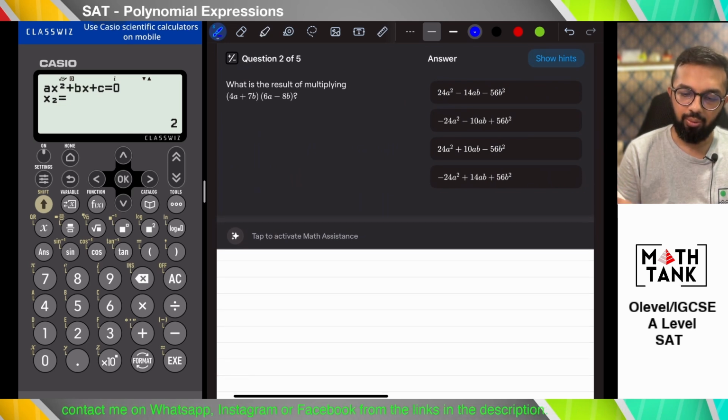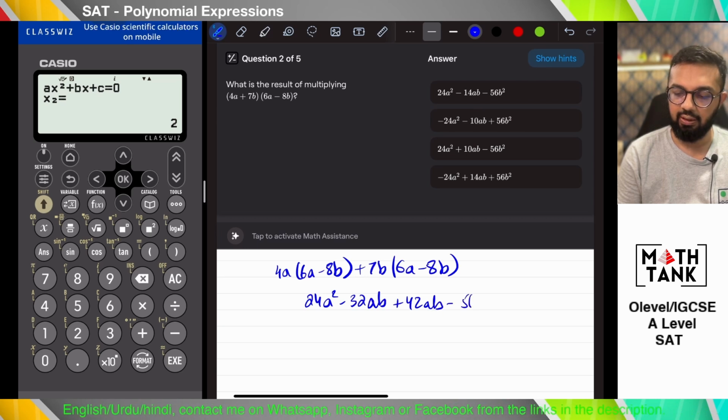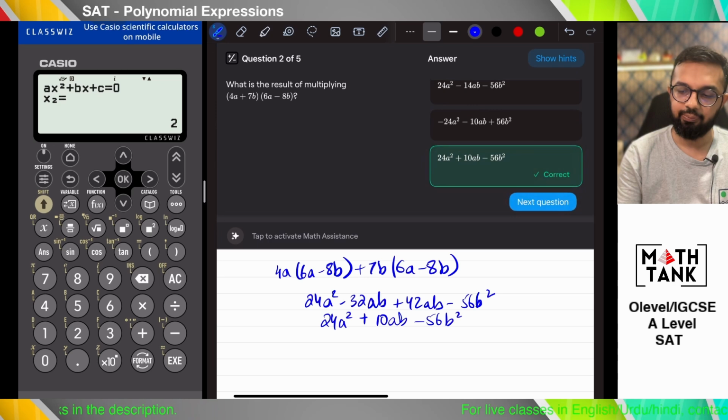Question number 2, what is the result of multiplying? So 4a into 6a minus 8b plus 7b into 6a minus 8b. 24a squared minus 32ab plus 42ab minus 56b squared. So I get 24a squared plus 10ab minus 56b squared.